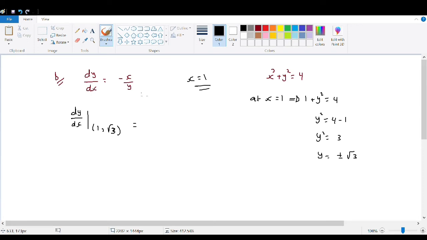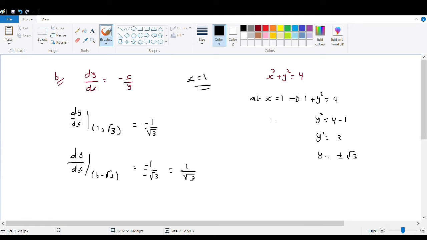This will be equal, replace x by 1, so it will be minus 1, divided by, replace y by root 3. Then also we have another point, dy over dx, when x is equal to 1, the second one is minus root 3. So when we replace x by 1, we have minus 1 over minus root 3. This will give us 1 over root of 3.